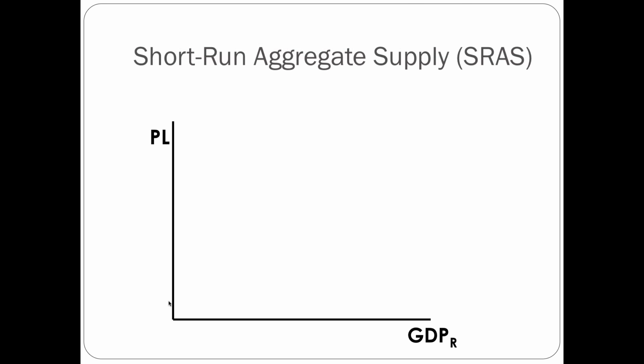All right, so let's look at a short-run aggregate supply curve. We're going to have price level on our y-axis, real GDP on our x-axis. Short-run aggregate supply is going to be upward sloping as we go left to right. And you've got your short-run aggregate supply curve. The focus for the rest of the lesson is really going to be on short-run aggregate supply.